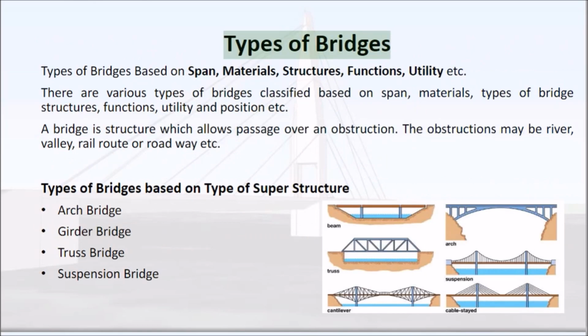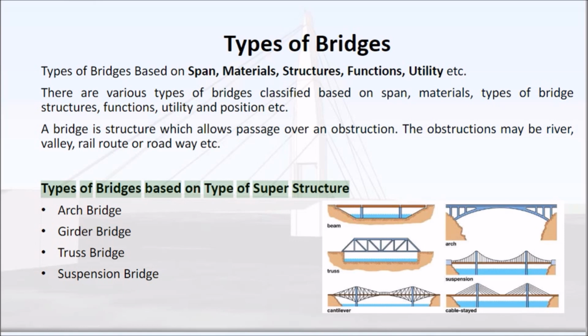Types of bridges. Types of bridges based on span, materials, structures, functions, utility, etc. There are various types of bridges classified based on span, materials, types of bridge structures, functions, utility, and position, etc. A bridge is a structure which allows passage over an obstruction. The obstructions may be a river, valley, rail route, or roadway, etc.